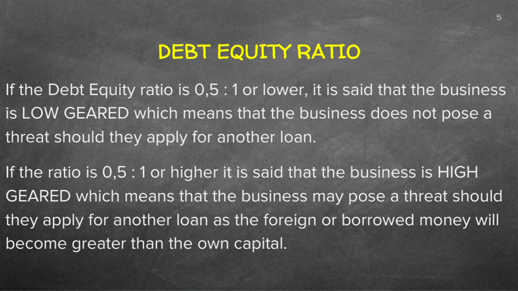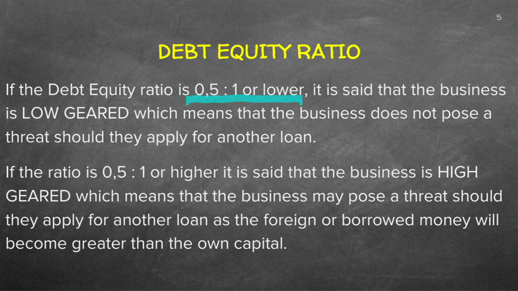So if the debt equity ratio is 0.5 as to 1 or lower, it is said that the business is low geared. Now, low geared simply means that it is a low risk. So should this business go to a financial institution to borrow an additional amount of money, because the debt equity ratio is 0.5 or less, our business would be of low risk to the financial institution, and they would more than likely grant us a loan without any problems.